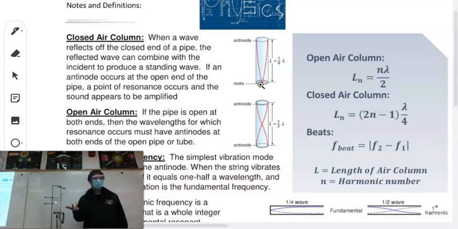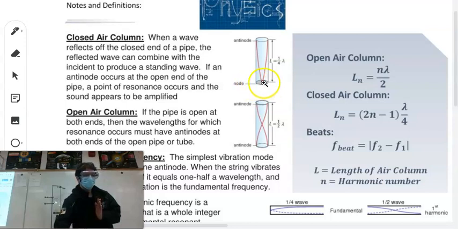Now in order to get resonance, you need to have a standing wave in there. Now a standing wave, remember, has nodes and antinodes. And what's going to happen is at your closed end, that will act like a fixed end. So you're going to get a node right here. At your open end, that acts like a free end, so you're going to get an antinode right there. So notice with your closed air column, you have a node and then an antinode. With your open air column, you have two antinodes.